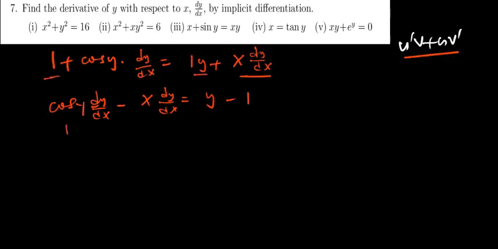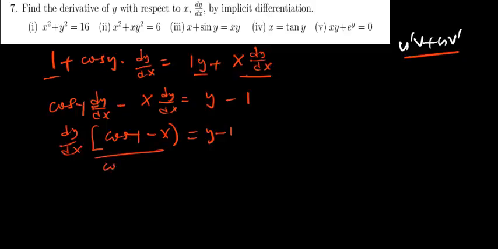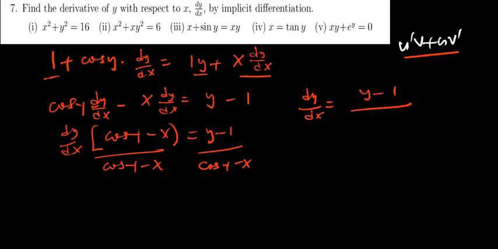Make dy/dx the subject of the formula. Here I'll remain with cos y minus x is equal to this. Then I'll divide both sides by this, even here cos y minus x. So my final answer becomes like that. It becomes y minus 1 divided by cos y minus x. That's the answer.